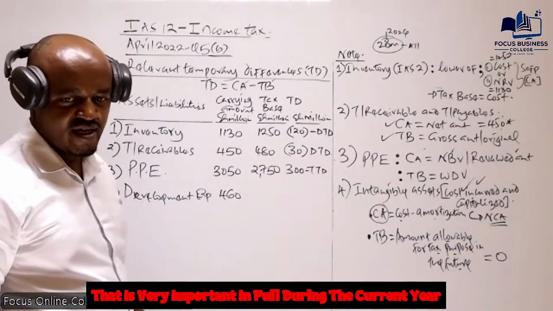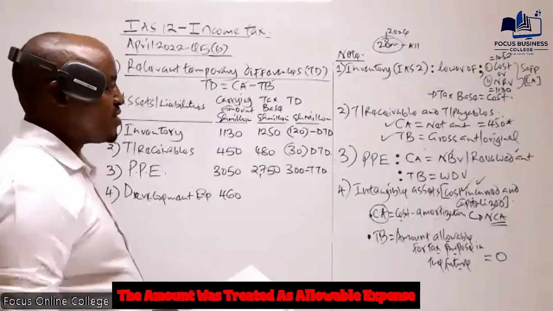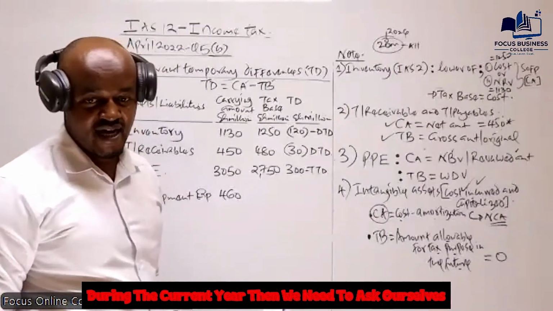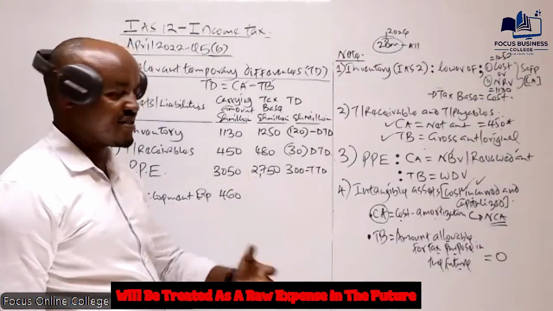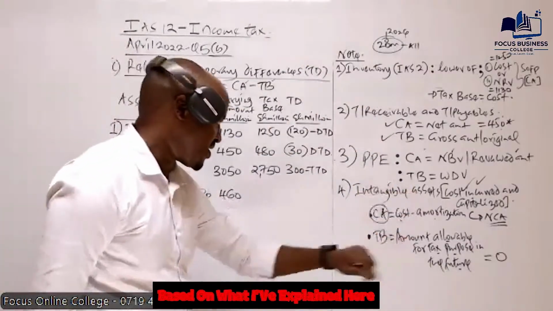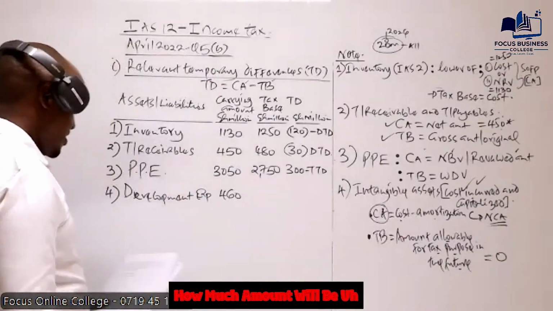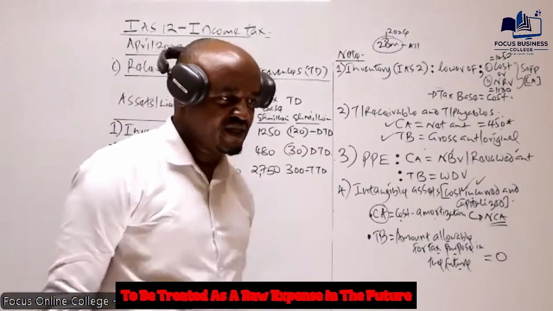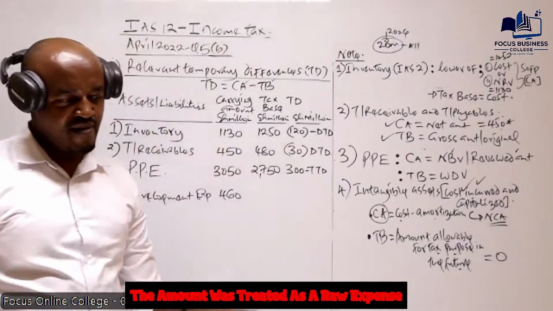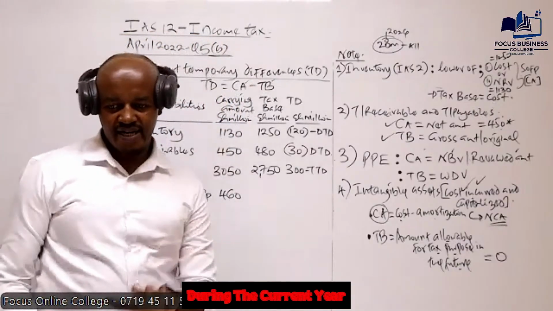That is very important, in full during the current year. The amount was treated as allowable expense during the current year. Then we need to ask ourselves, how much amount will be treated as allowable expense in the future? Based on what I've explained here, how much amount will be treated as allowable expense in the future? Who can tell us? The amount was treated as allowable expense during the current year.